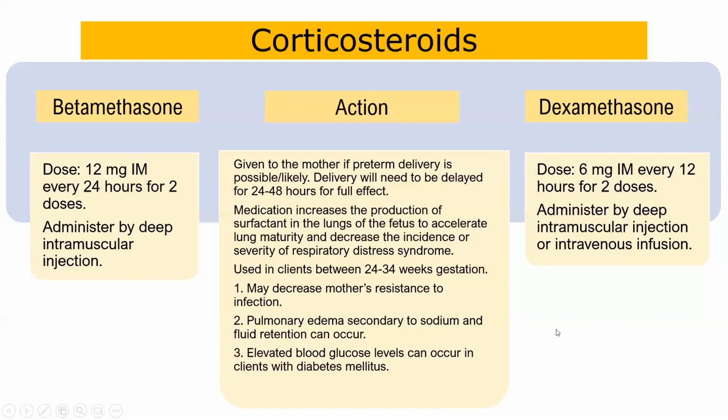So betamethasone is a 2-dose regimen and it's given once every 24 hours. This might be one of the reasons that we use our magnesium sulfate to try to hold off that delivery, also using it for neuroprotection of the fetus. But if we can hold off our delivery to get both doses in, we can decrease our chance of respiratory distress syndrome. Dexamethasone is every 12 hours. This says for 2 doses, but I actually think it's for 4. That would have to be looked up.